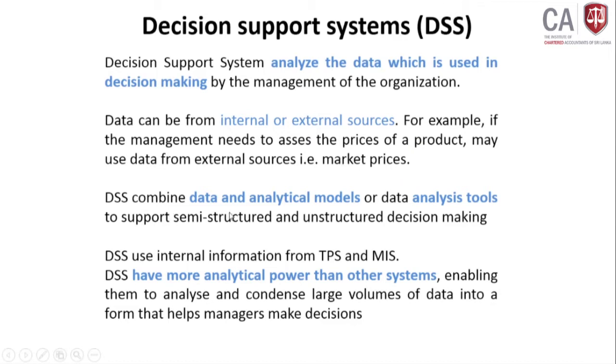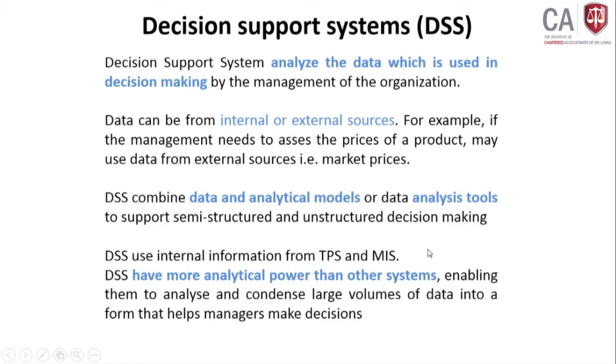So DSS combine data and analytical models or data analysis tools to support semi-structured and structured decision making. DSS use internal information from TPS, transaction processing system, and also from management information systems. So that is in the decision making hierarchy. They will be taking the information from the transaction processing systems, the low level, and also from the management information systems. It has more analytical power than other systems.